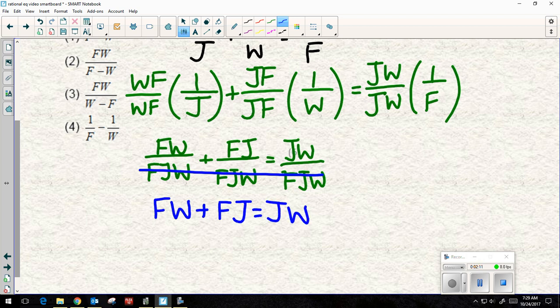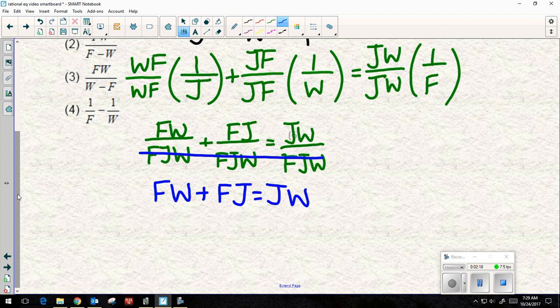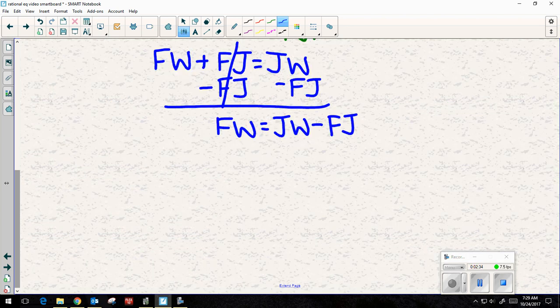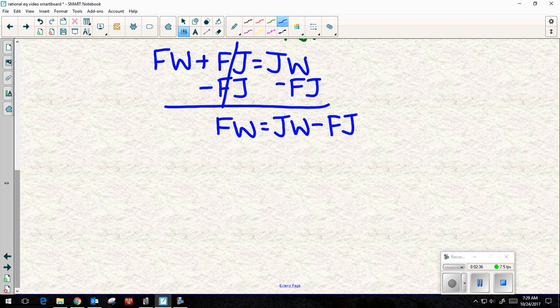Now remember, my goal was to solve for J, so I want to get anything with a J to one side of the equation. So this FJ I'm going to subtract to bring over to the right side. So I have FW equals JW minus FJ. Because remember, I can't combine them because they are not like terms. They're not the same. Now, I have two different J's, but I only want one J. I want to say J equals.